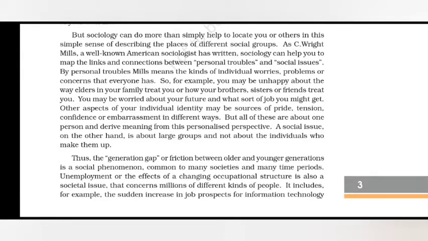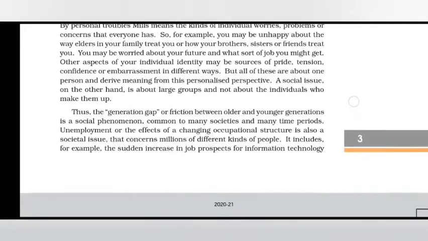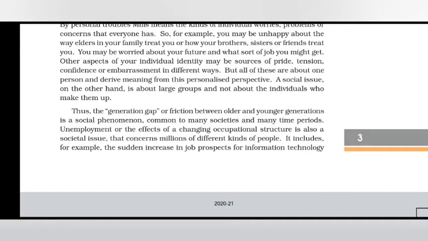As C. Wright Mills, a well known American sociologist, has written, sociology can help you to map the links and connection between personal troubles and social issues. By personal troubles we mean the kinds of individual worries, problems, or concerns that everyone has. So, for example, you may be unhappy about the way elders in your family treat you, or how your brothers, sisters, or friends treat you.